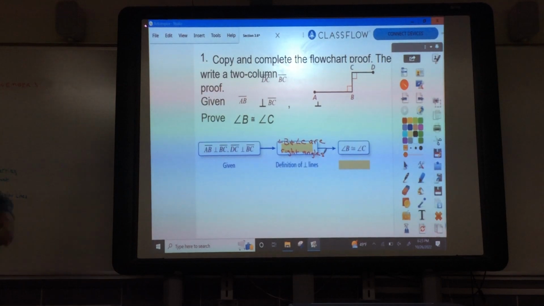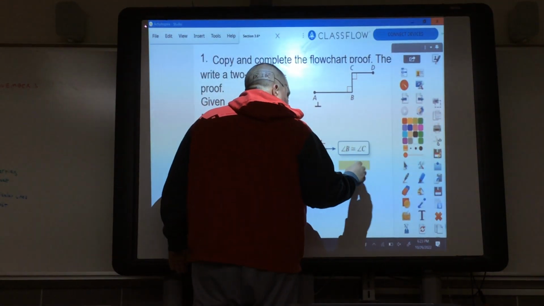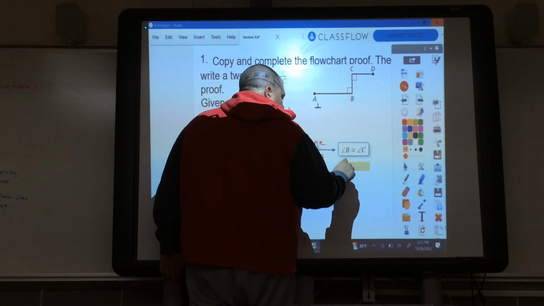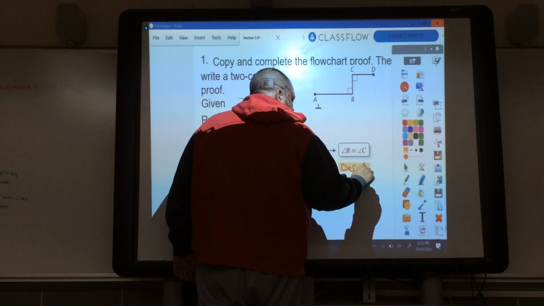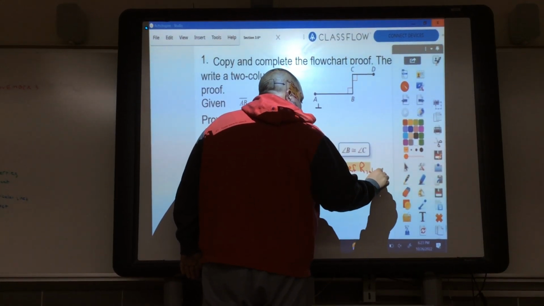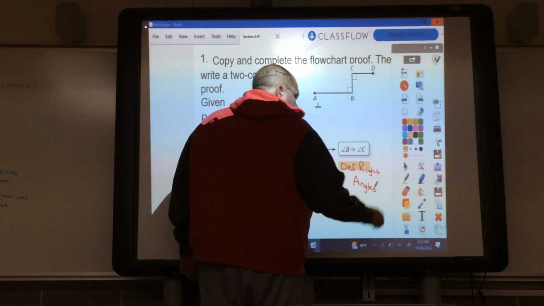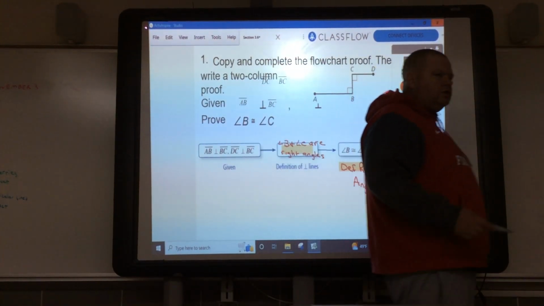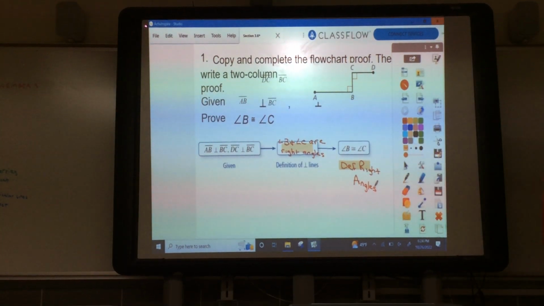And then there is a theorem that will state this also, but for now we haven't gotten to that. Okay, it's called the right angle congruence theorem. But what we're just going to use right now, because we haven't gotten to that yet, is the definition of a right angle. Because all right angles are 90 degrees, we know that if two angles have angle measures of 90 degrees, then those two angles have to be congruent as well.